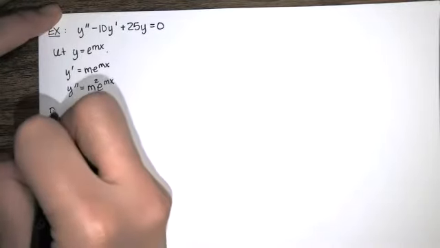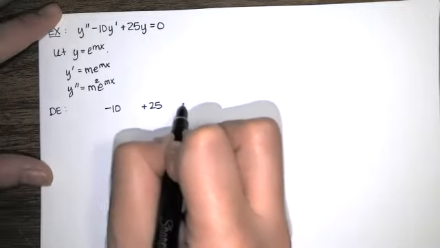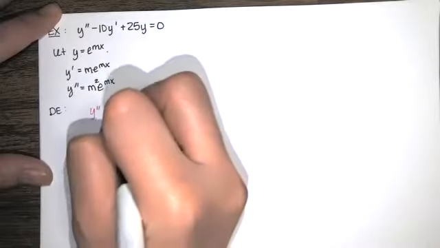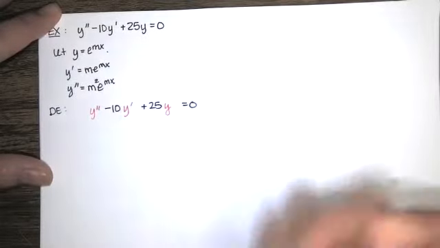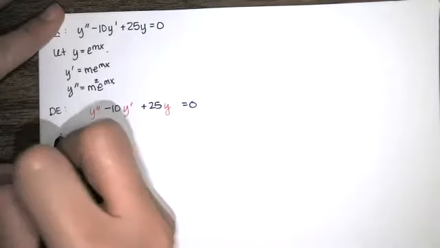And then we would substitute into the differential equation, which looks like this. y double prime minus 10 times y prime plus 25y equals 0. And we're assuming that this is the form of the solution.